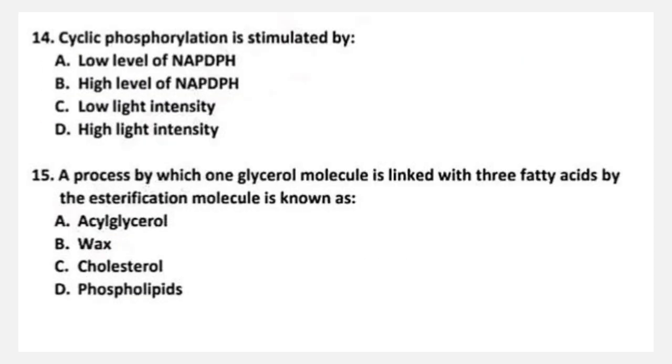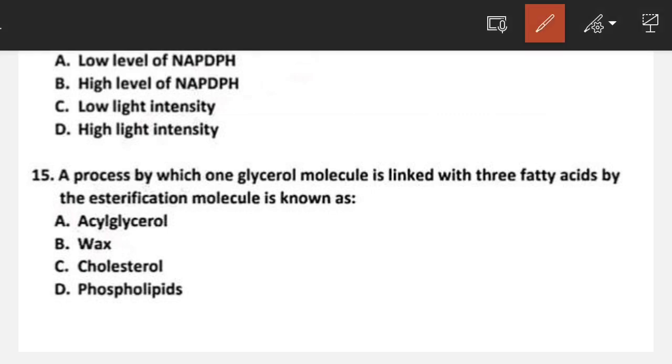Question number 14 is, cyclic phosphorylation is stimulated by option A is the low level of NADPH, option B is the high level of NADPH, option C is the low light intensity, and option D is the high light intensity. So cyclic phosphorylation mainly depends on the light intensity. If there is greater light intensity, then the cyclic phosphorylation will be stimulated. So here the correct option will be high light intensity.